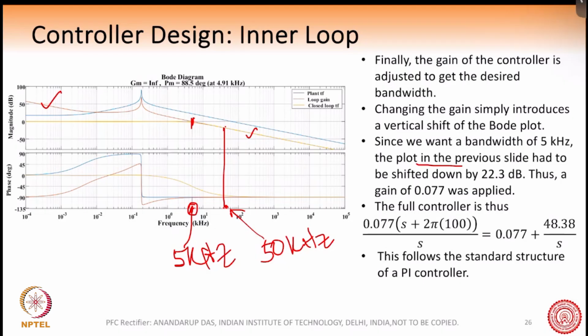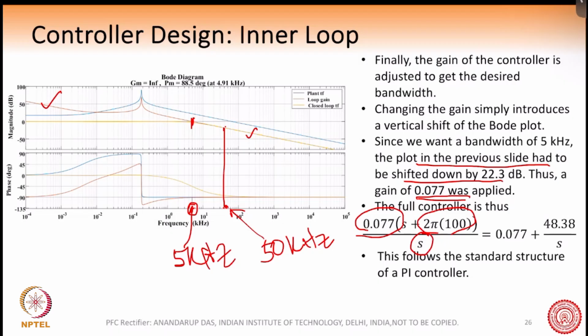The plot in the previous slide had to be shifted down by 22 dB. Therefore an outside gain of 0.077 is added. This gain shifts the plot up or down. So this is the gain, and we have put a zero at 100 hertz and a pole at origin. This is the format of Kp plus Ki/s, which we know already. It's the standard structure of a PI controller.